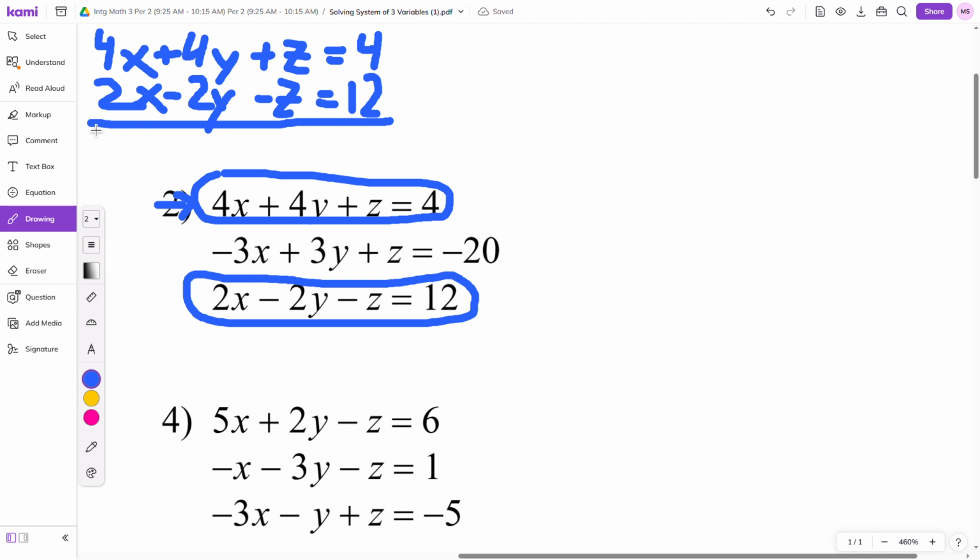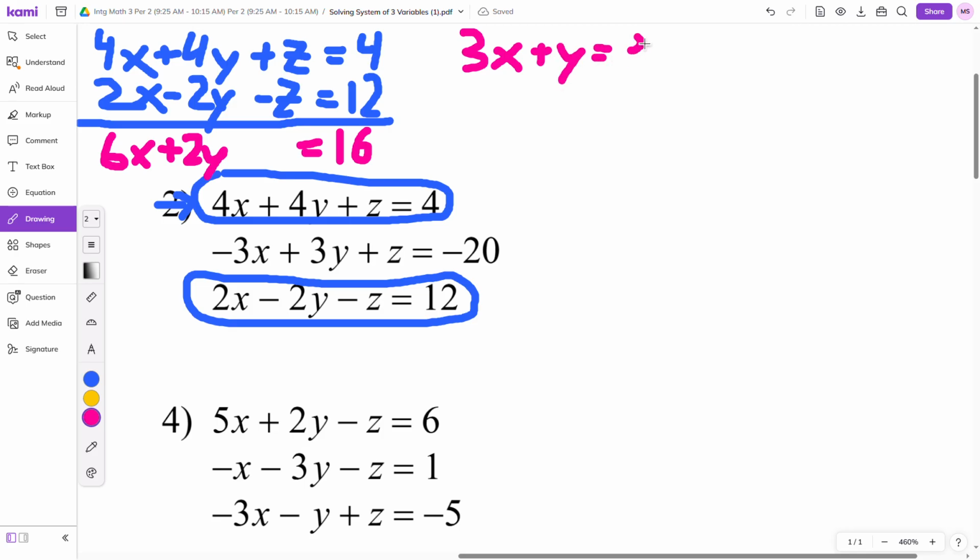And we're going to add all that together. I'm going to use a different color because these blues are melting together here. And that's going to give me 6x plus 2y equals 16. The z's went to 0. And I can actually divide both sides by 2 here, and I will. And that's going to give me 3x plus y is 8. And that's what I got from adding these two equations together.